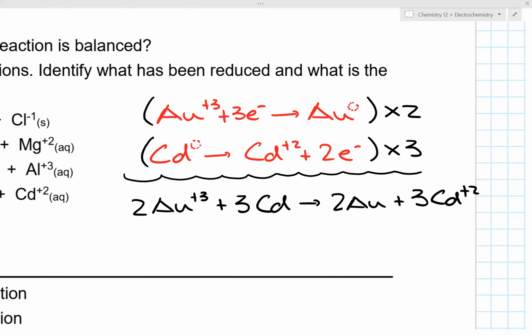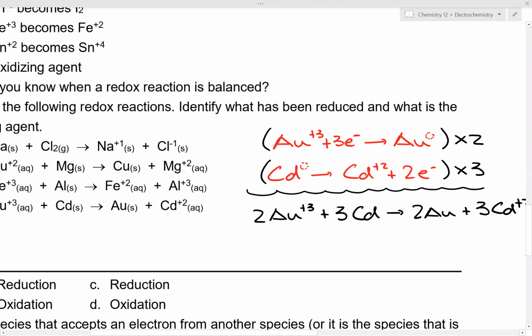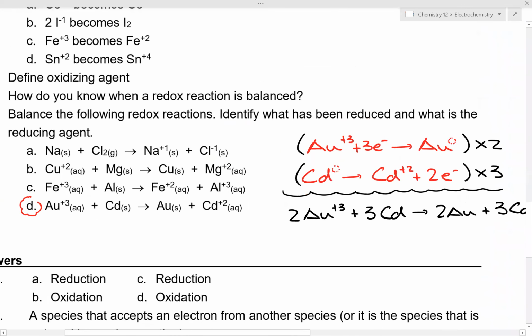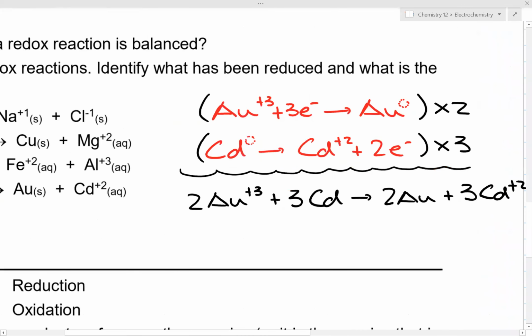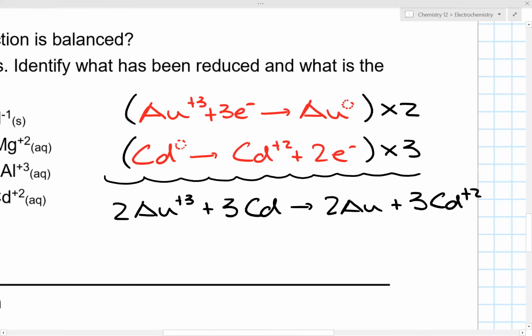Now, what has been reduced would be the gold, because it went from a charge of plus 3 down to 0. And the reducing agent would be cadmium, because cadmium underwent oxidation and caused the reduction.